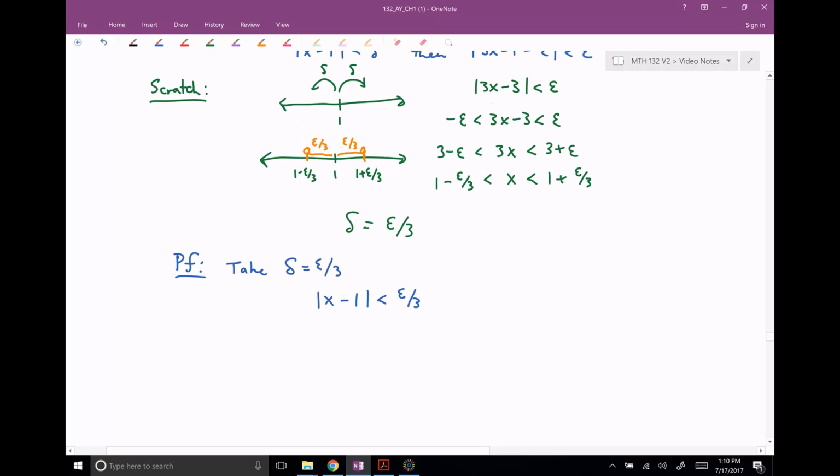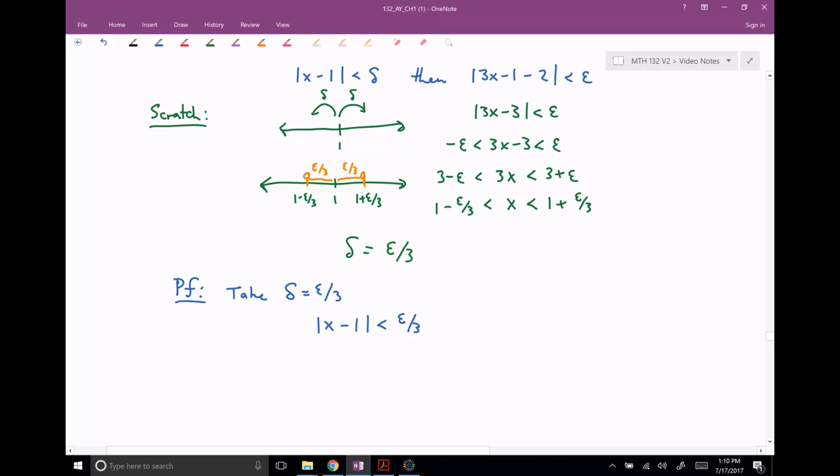So more or less, this is going to be working in reverse a little bit. I'm going to multiply by 3 on both sides. So I'm going to get 3 times the absolute value of x minus 1 is less than epsilon.